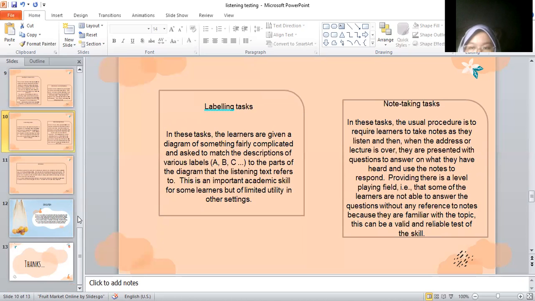Next, we have note-taking task. In this task, the usual procedure is to require learners to take notes as they listen and then, when the address or lecture is over, they are presented with questions to answer on what they have heard and use the notes to respond, providing there is a level playing field.